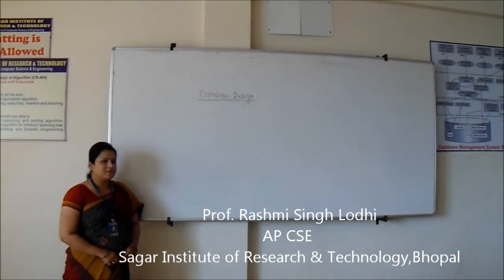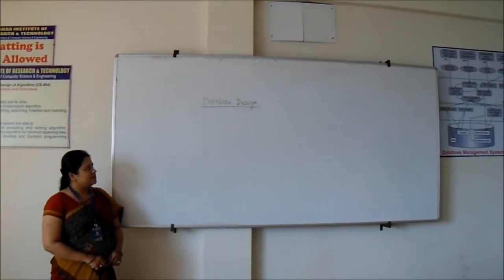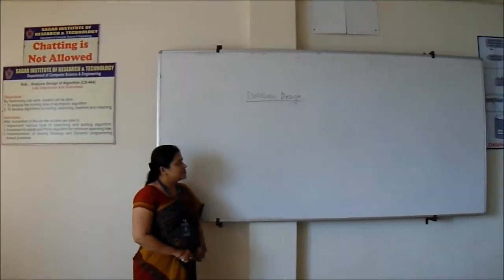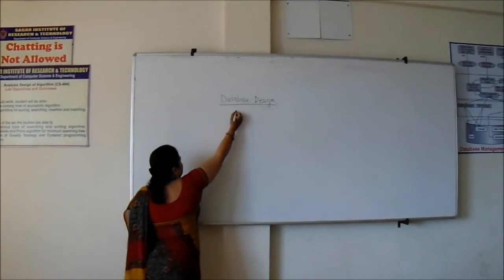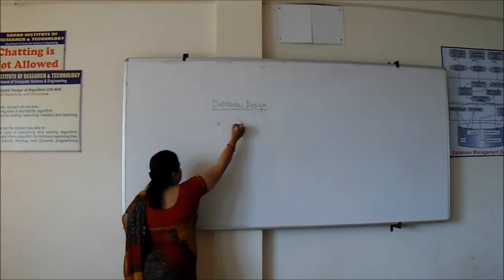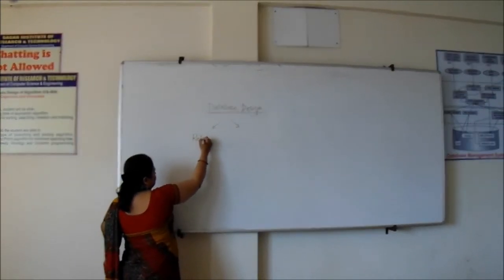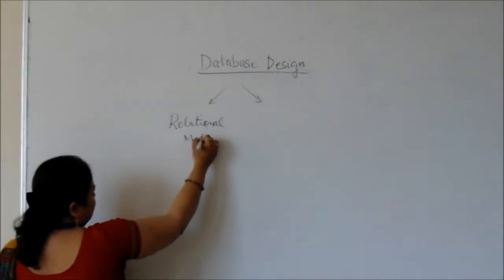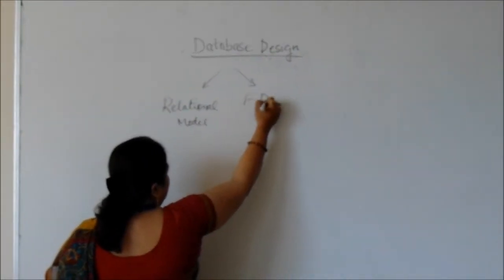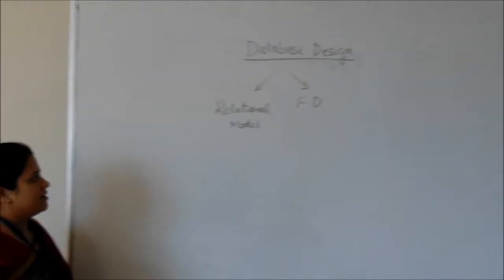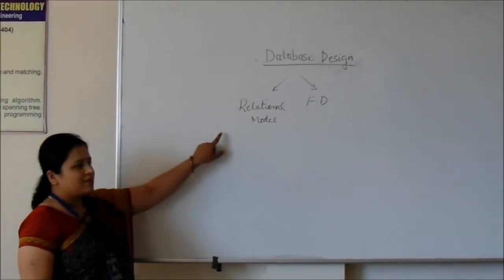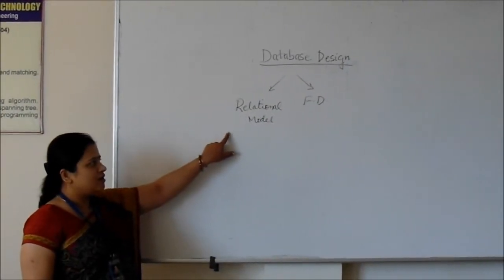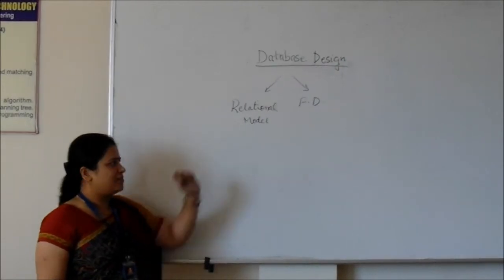Today's topic is database design. To start with database design, our prime focus is to understand the prime concepts of designing. These concepts are relational model and functional dependency. So, how to design a database? This can be revealed with the help of study of these two things, relational model as well as functional dependency.